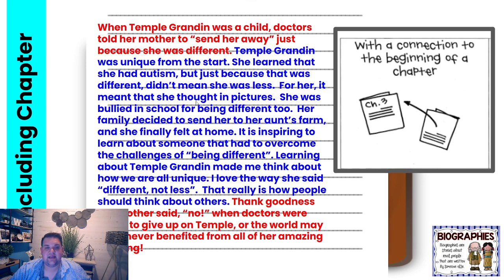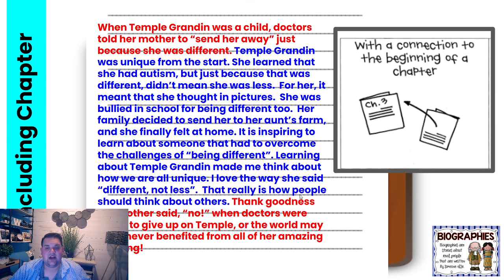For her it meant that she thought in pictures. She was bullied in school for being different too. Her family decided to send her to her aunt's farm, and she finally felt at home. It is inspiring to learn about someone that had to overcome the challenges of being different. Learning about Temple Grandin made me think about how we are all unique. I love the way she said different, not less. That really is how people should think about others.